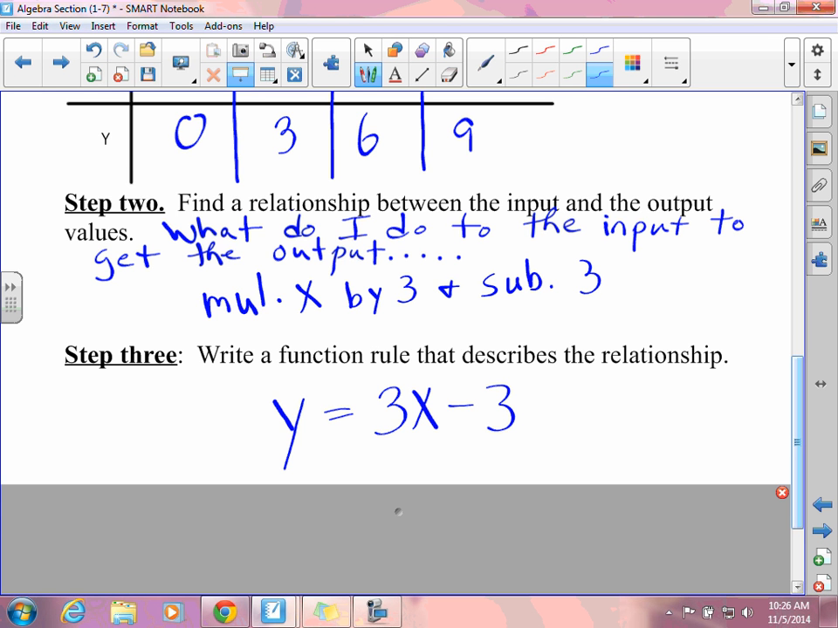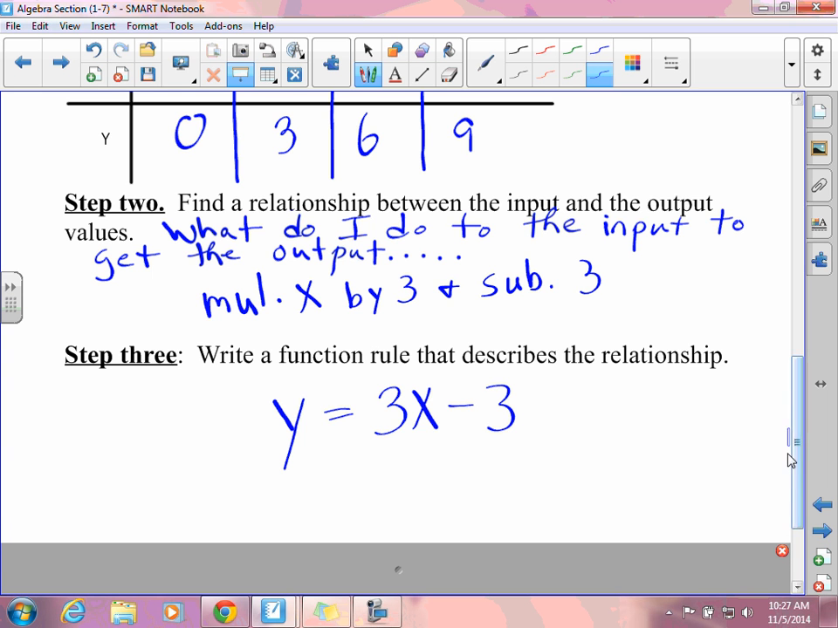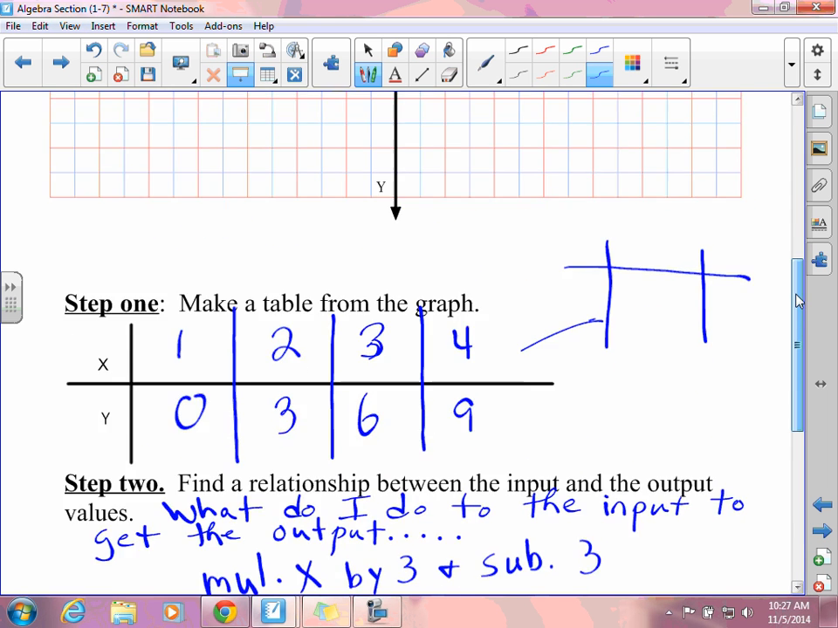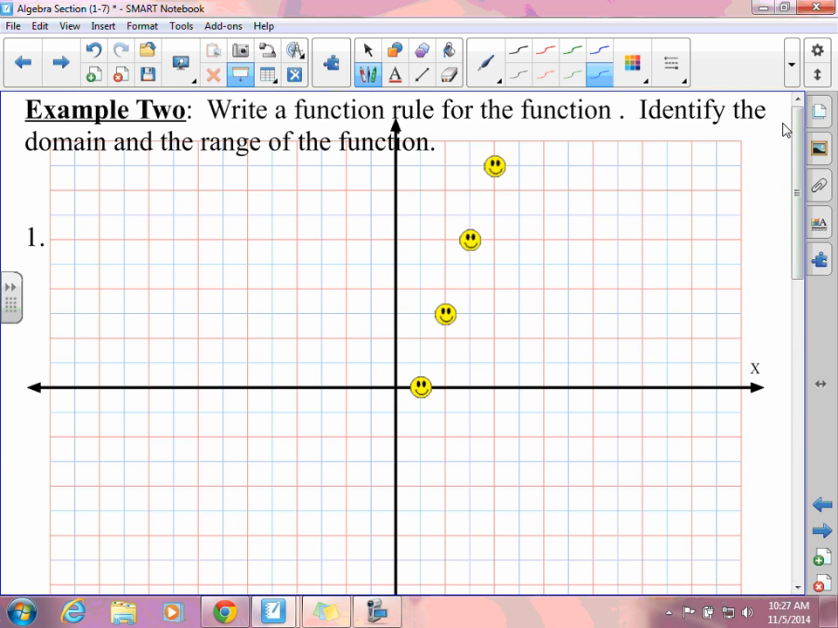Now, did I totally answer that question? Go to the very beginning. It asked me to write a function rule. Did I do that? Yes. And then did I identify the domain and range? I did not. Okay, so I need to identify the domain and range. So let's go back here and let's identify the domain and range.